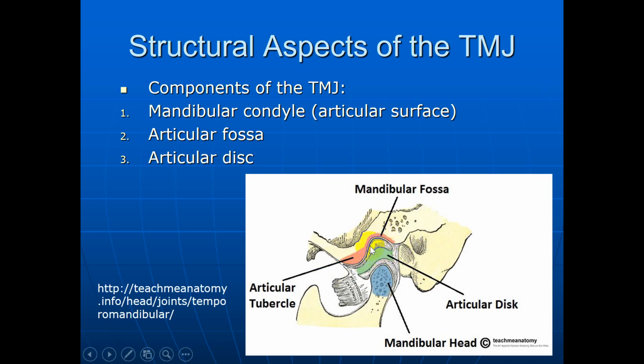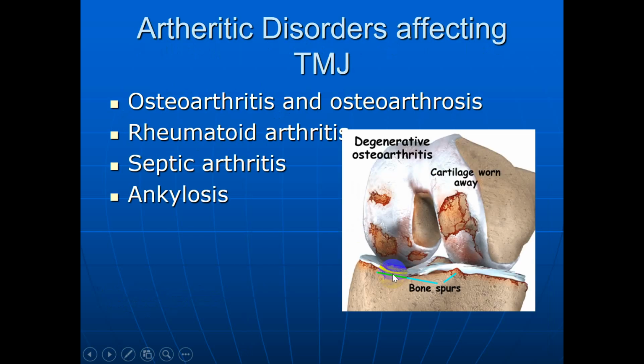We have this joint space bounded by the mandibular fossa superiorly and by the mandibular head inferiorly. The glenoid fossa and the mandibular head are lined by fibrocartilage, and they are separated by the articular disc, and we have an upper compartment and a lower compartment. I'm sure you have taken in the anatomy course the articular disc attachments anteriorly and posteriorly and the boundaries of the TMJ. Now we will start talking about the arthritic disorders, starting with the first 2, osteoarthritis and osteoarthrosis.